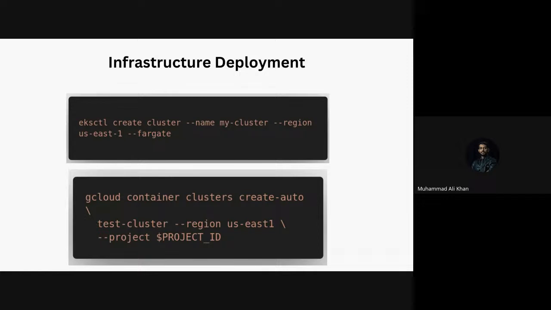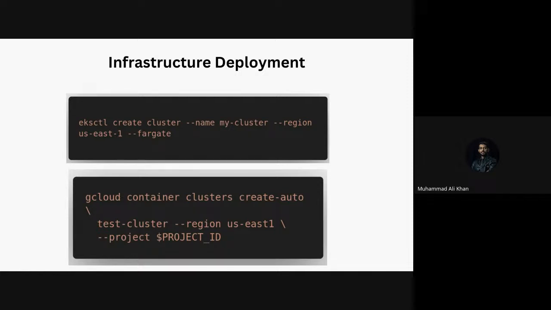Mainly, when creating these Fargate and Autopilot clusters, the main difference was that the GKE Autopilot cluster took about 4 to 5 minutes to provision, and Fargate clusters took about 15 to 20 minutes to provision, which is like 3 to 4 times more than that of GKE Autopilot clusters.